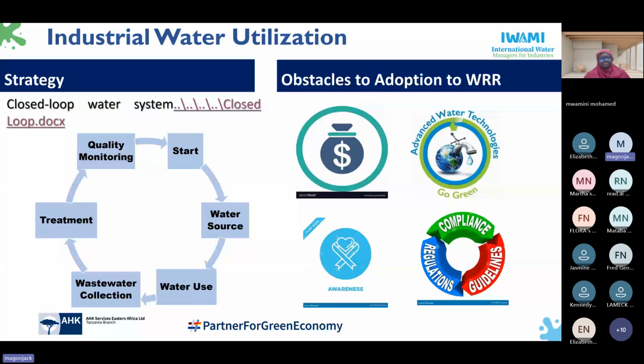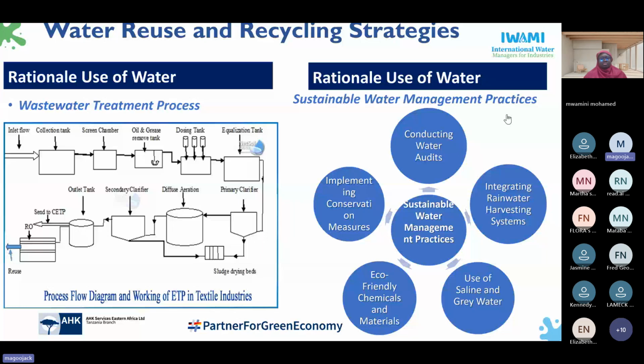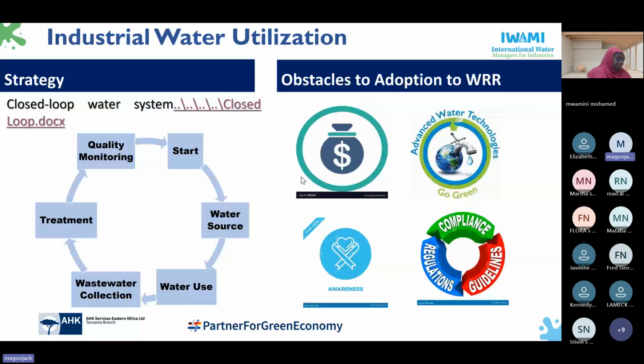As I said, one of the key aspects of water use and reuse is to have a closed loop water system. This closed loop water system ensures that the amount of water you put into use gets maximized within the industrial activities, so that we minimize the amount of water discharged as waste.